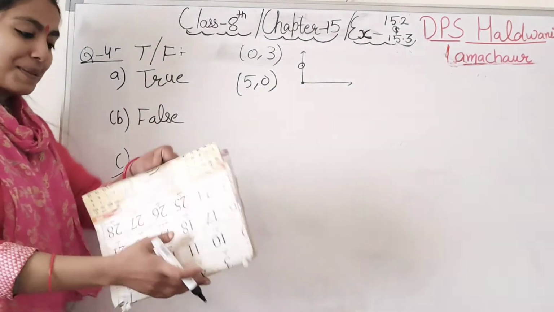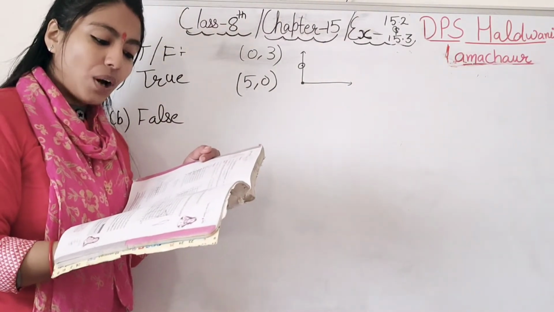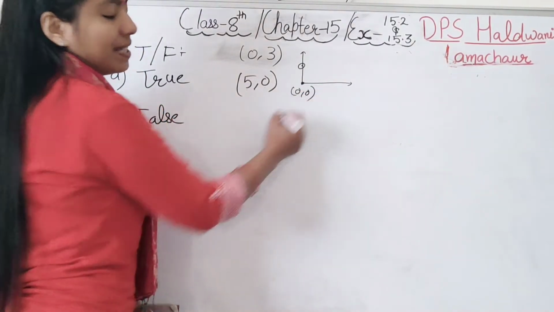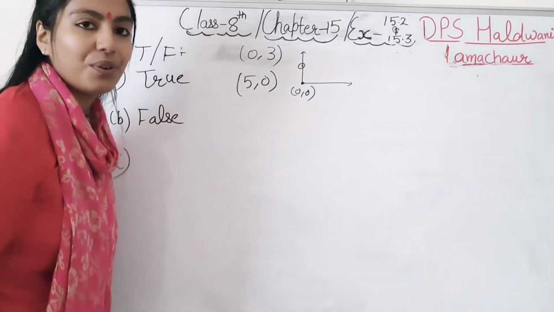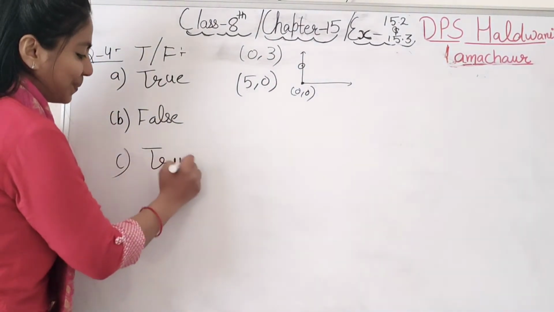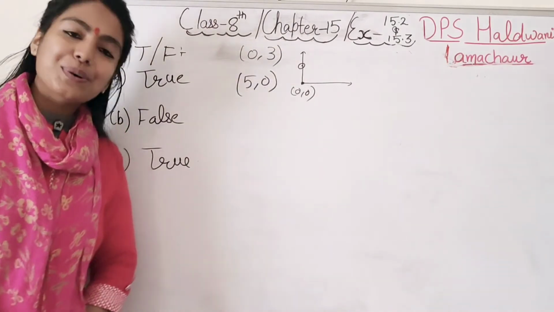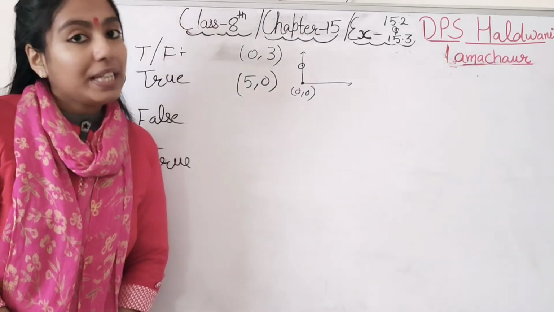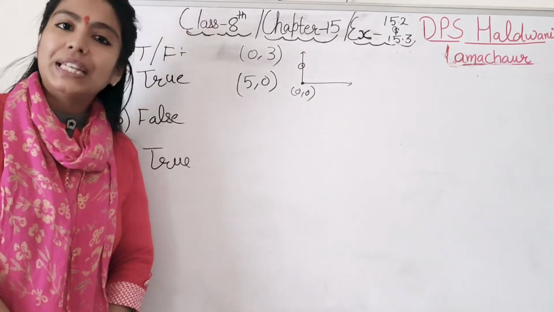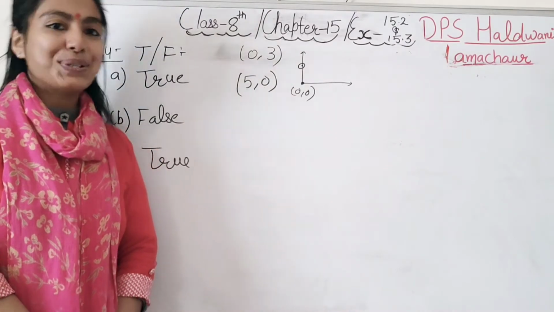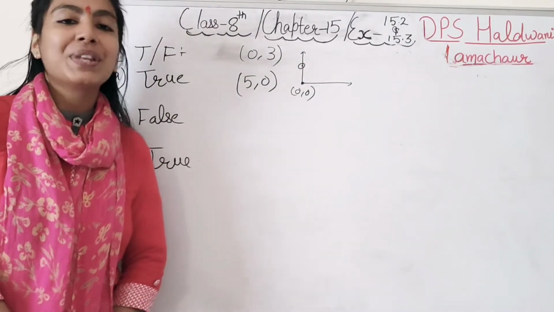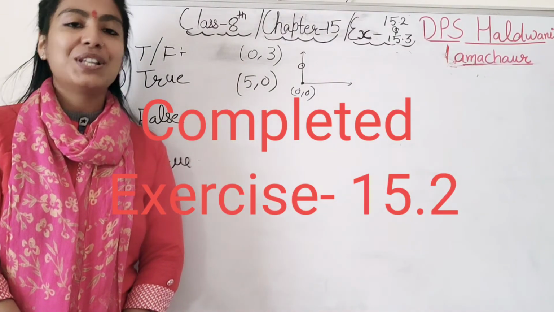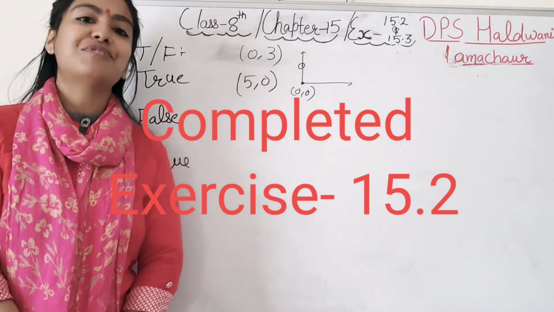Right? Now part C. The coordinates of the origin are 0, 0. Origin point coordinates are 0, 0. X is also 0, y is also 0 over here. It means part C is true. Right, student? I hope you understood the concept of the coordinates. And this type of question is very important because the same we do in grade 9 as well. Right? So I hope you understood this concept, student. So with this question number 4, we have completed our exercise 15.2. Now moving further with our next exercise 15.3.